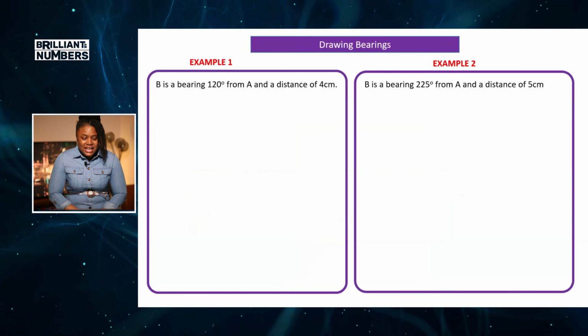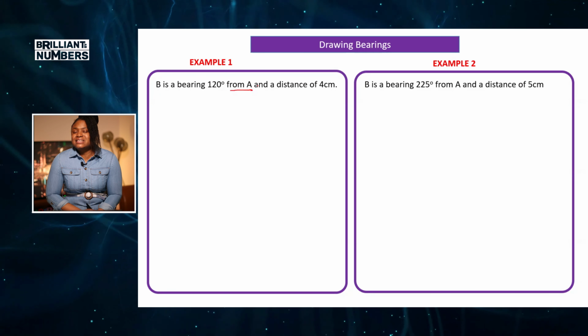Now here, example 1: B is a bearing 120 degrees from A and a distance of 4 centimeters. Now you can see the context of the question has changed, because now our distance has to also be accurate. So in the ones we did before in the sketch, we just wanted to find what the angle is, but now we have a specific distance as well.